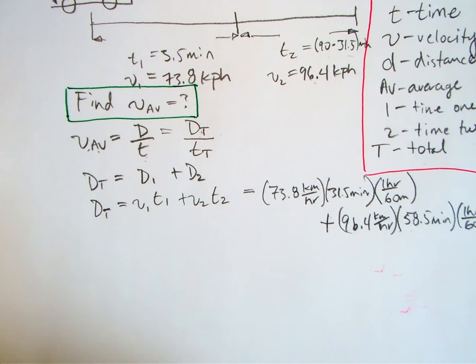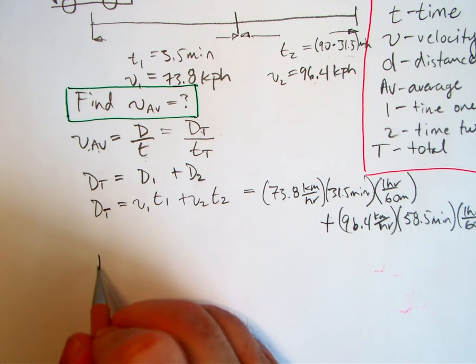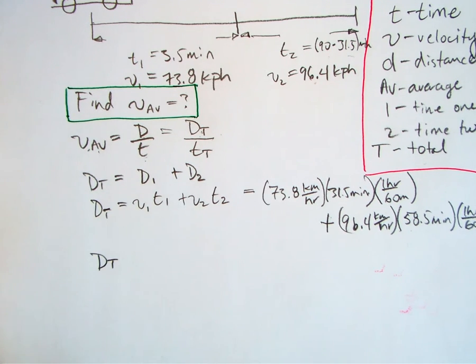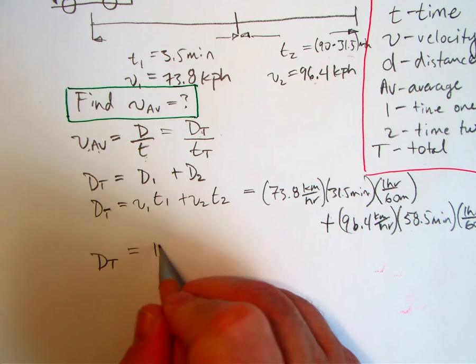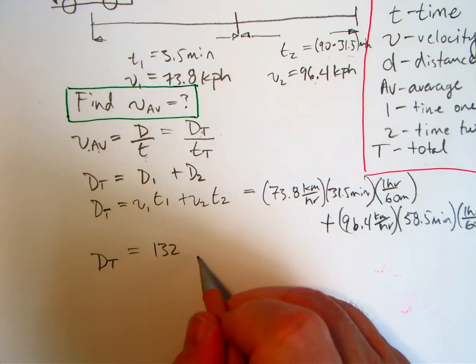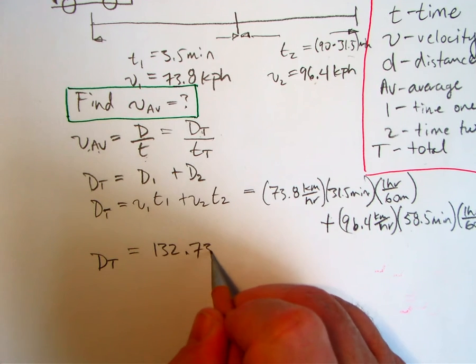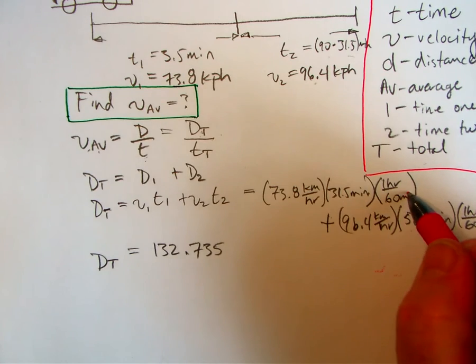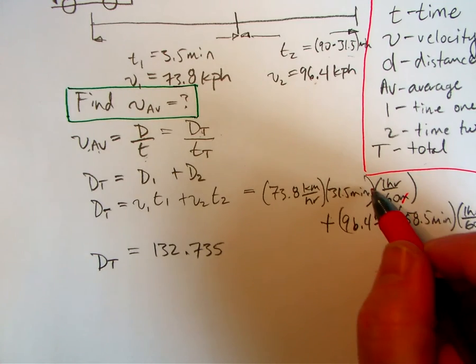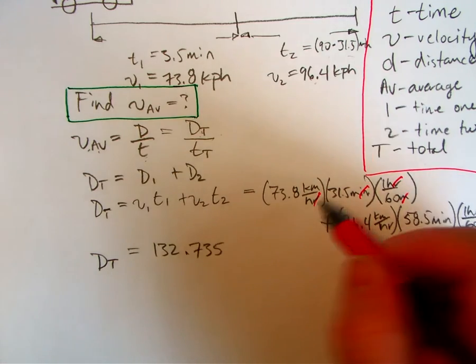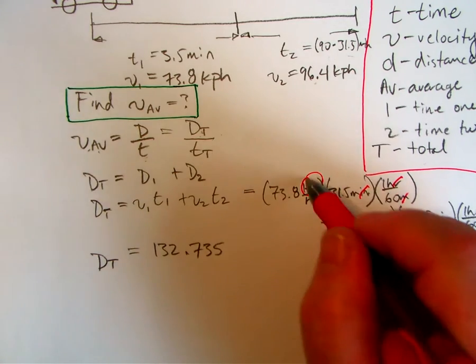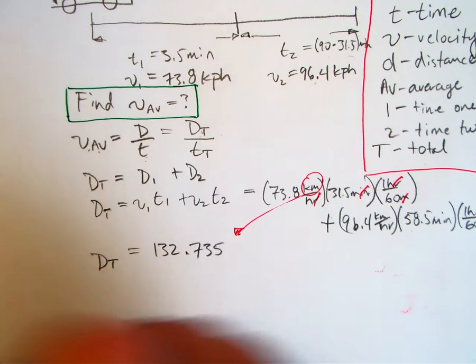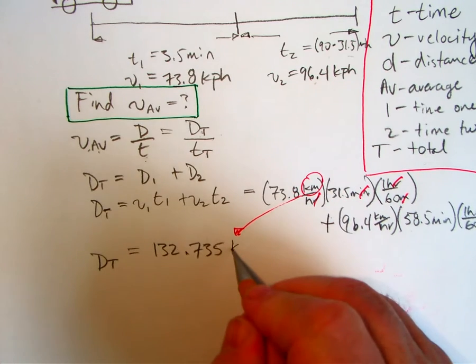Okay. So when you punch it into your calculator, you're going to get the total distance traveled to be 132.735. And what's our units? Well, let's look. If we take minutes and cancel with those minutes, and those hours cancel with those hours, it's only going to leave us kilometers. That makes sense. That's what we want to see, right?